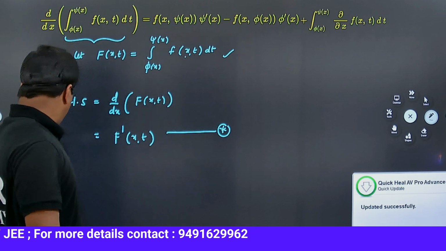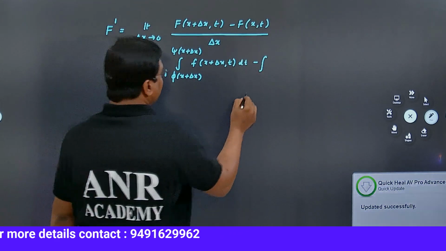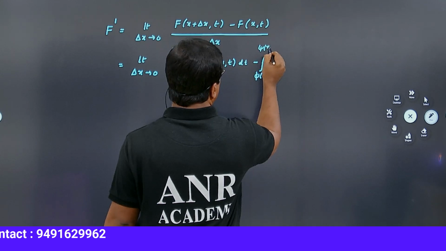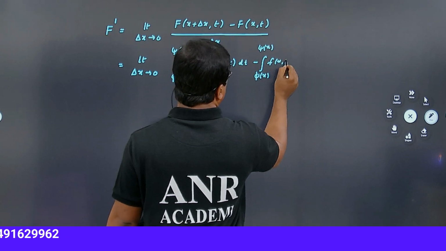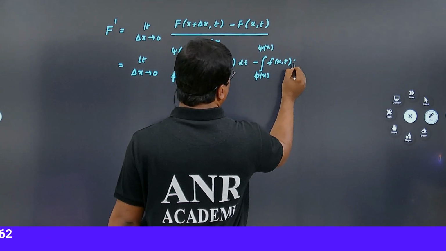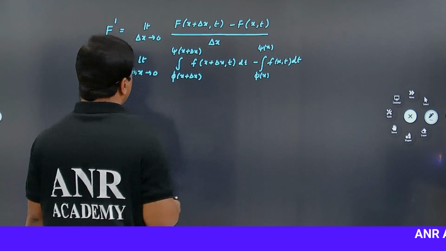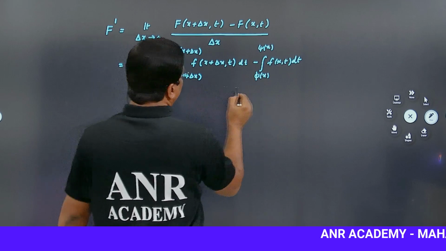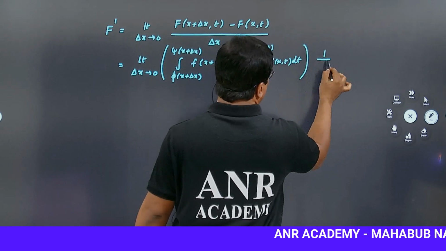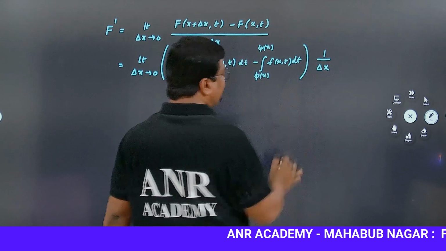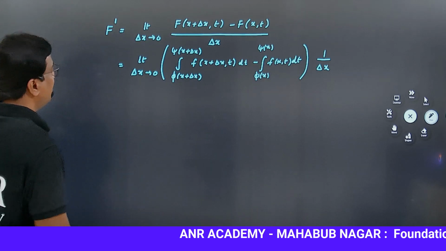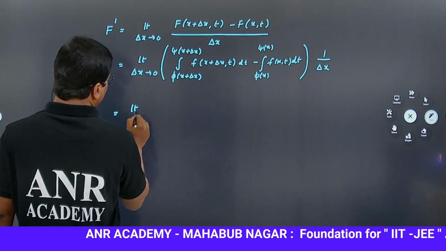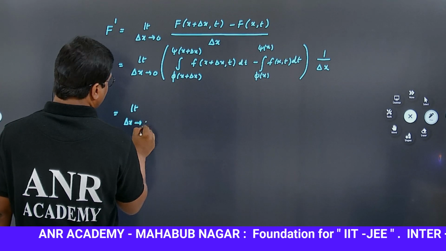This one as it is, I am going to write integral pi of x to psi of x, small f of x comma t dt. Numerator over denominator part you have delta x, so that into 1 by delta x I am writing here. Now it can be rewritten as limit delta x tends to 0.